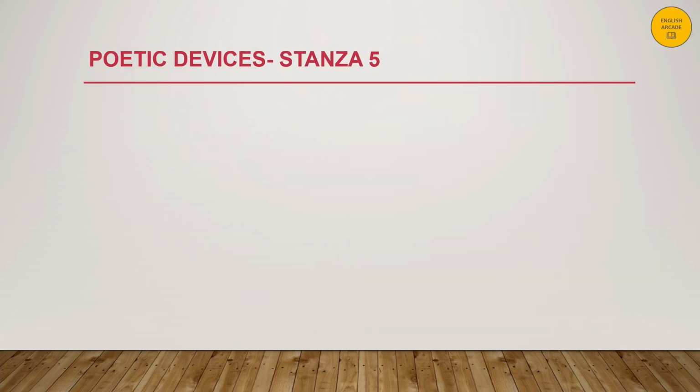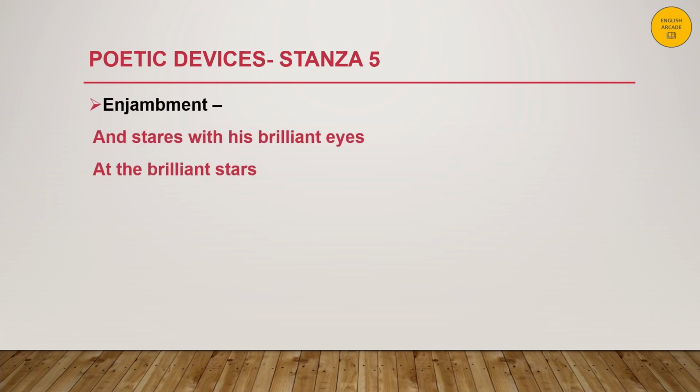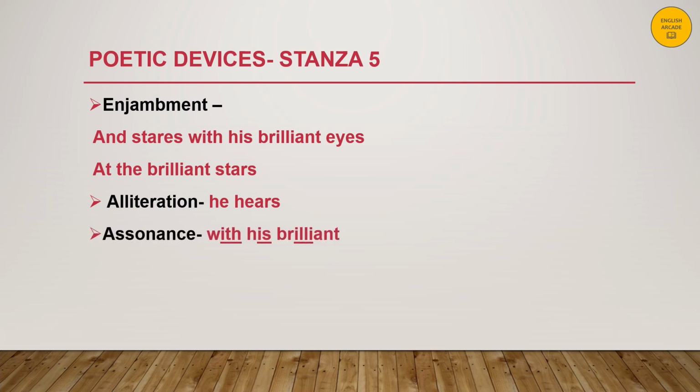Poetic devices used in stanza 5. Enjambment is used in these lines, and stares with his brilliant eyes at the brilliant stars. So one line moves forward to the next line without the use of any punctuation mark. Alliteration is evident at he hears, beautiful repetition of the sound H at he hears. Assonance is seen with the prominent vowel I used in with his brilliant.